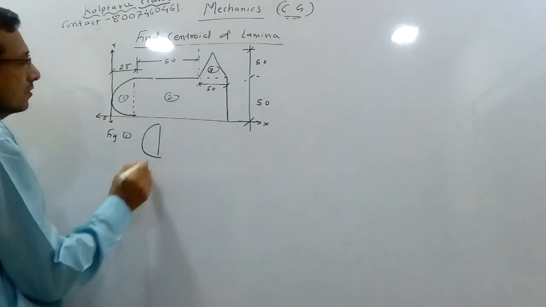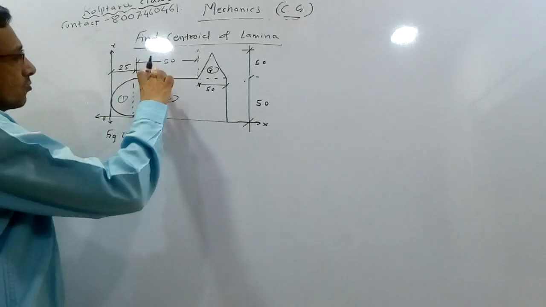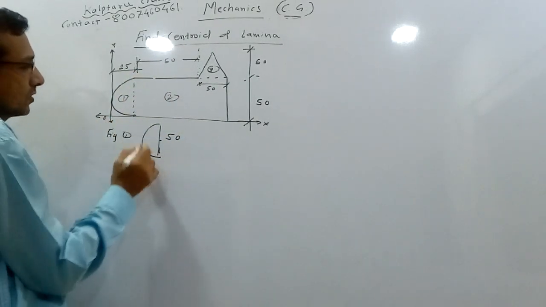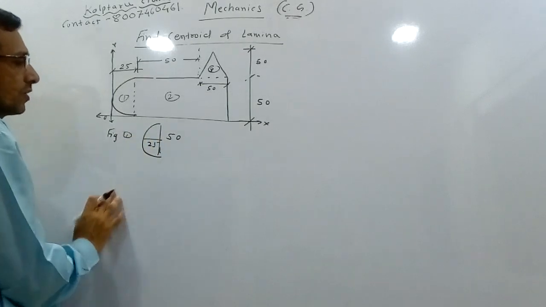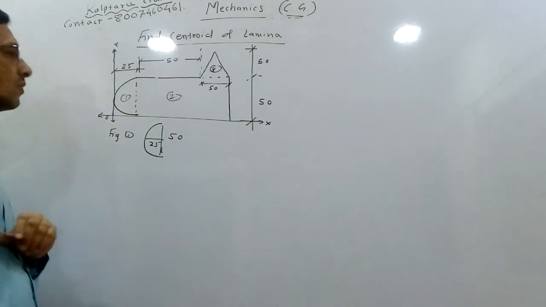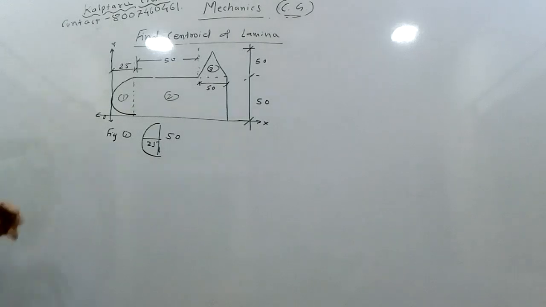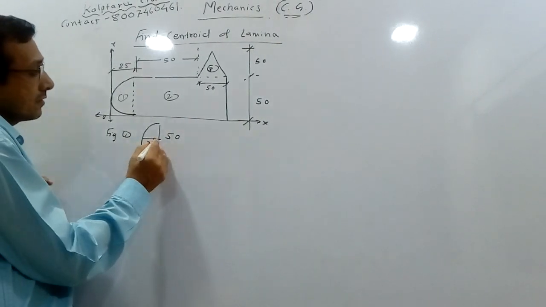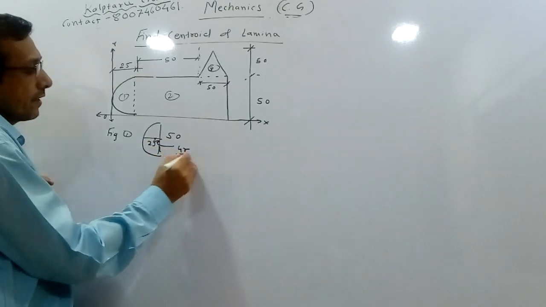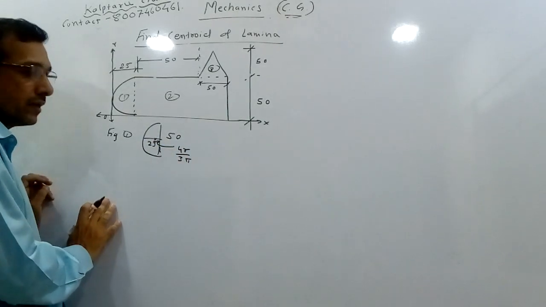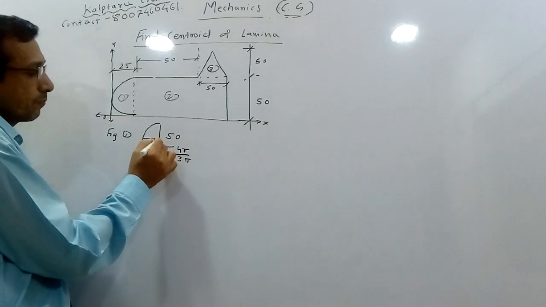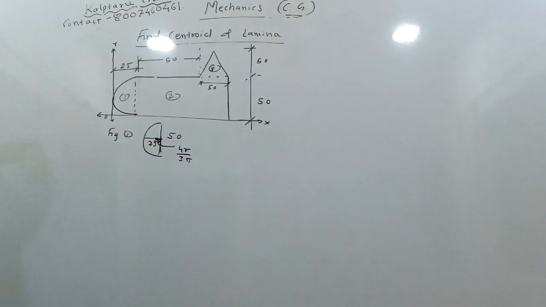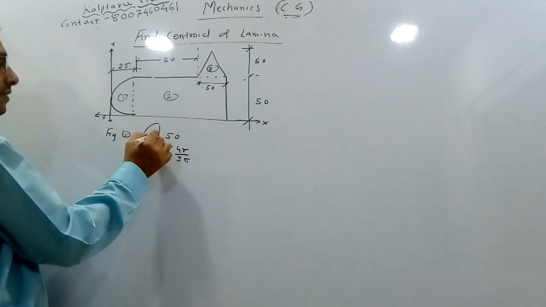So in this semicircle, if you observe, this is 50. So this is how much? 25. So radius is 25 and this diameter is 50. Here it is given. Now CG always lies at 4r by 3 pi from the base. Understood or not? So that we have to take.